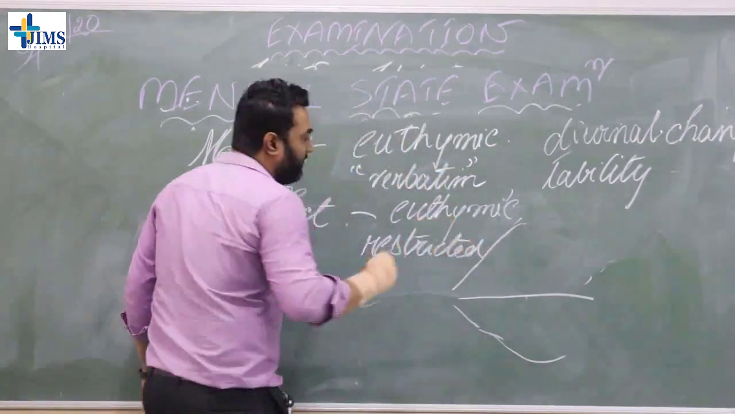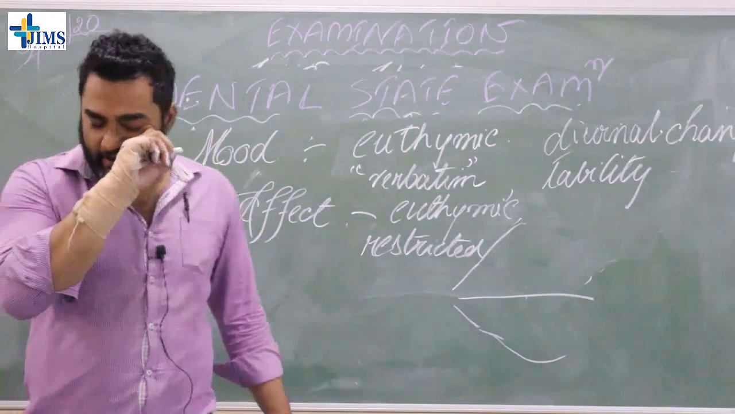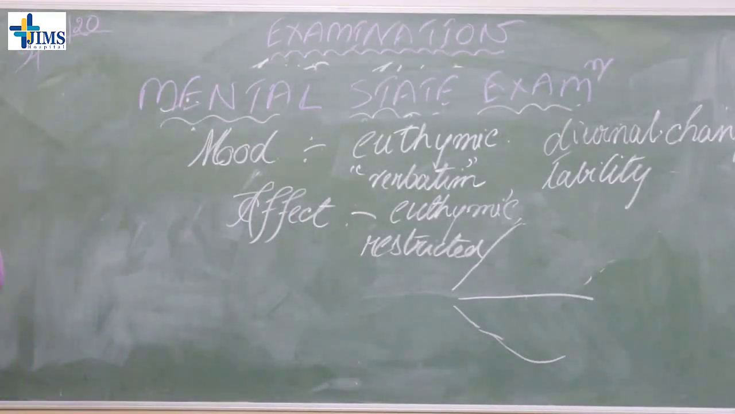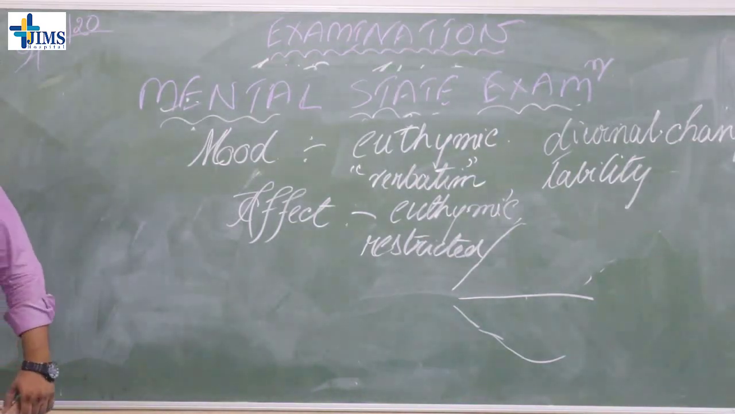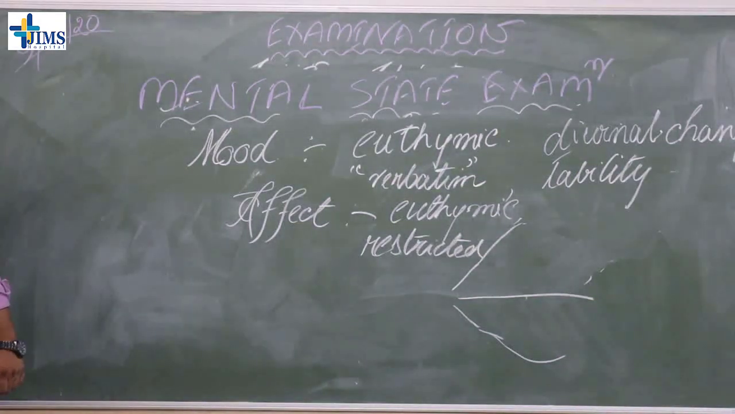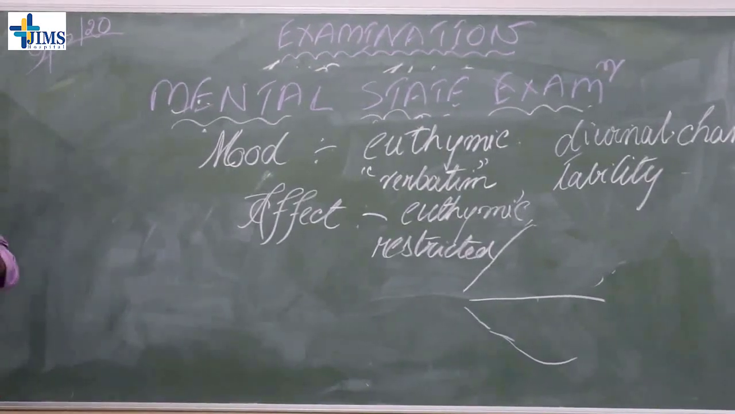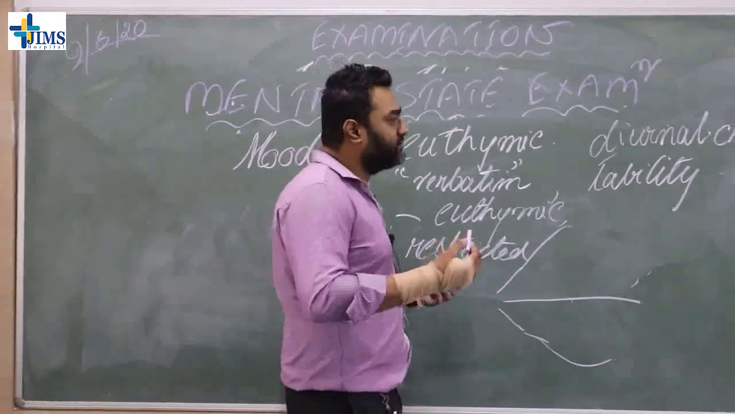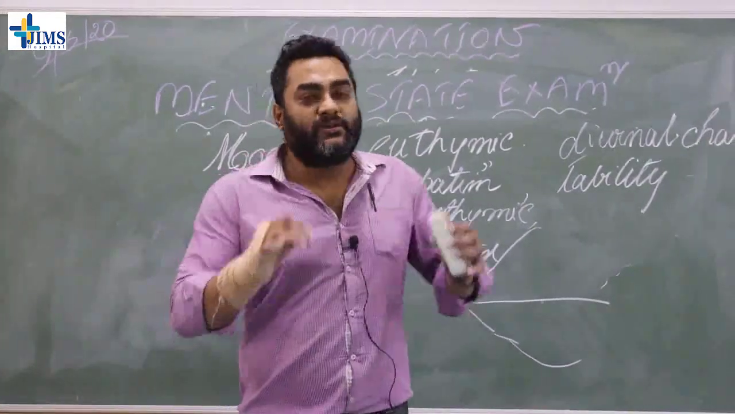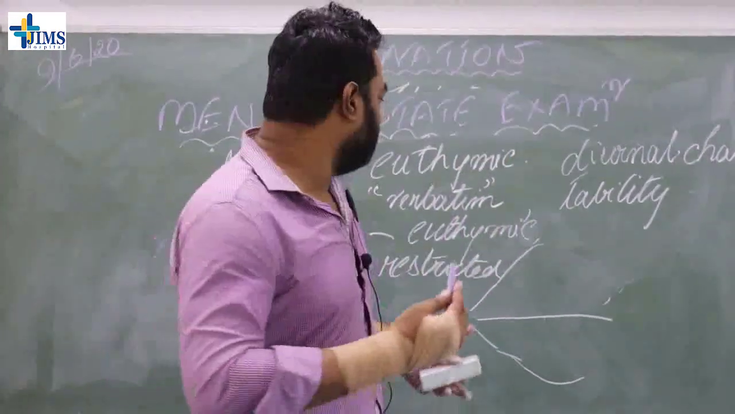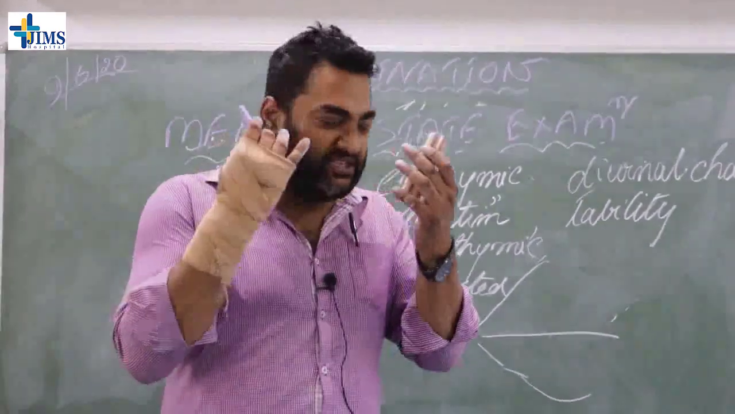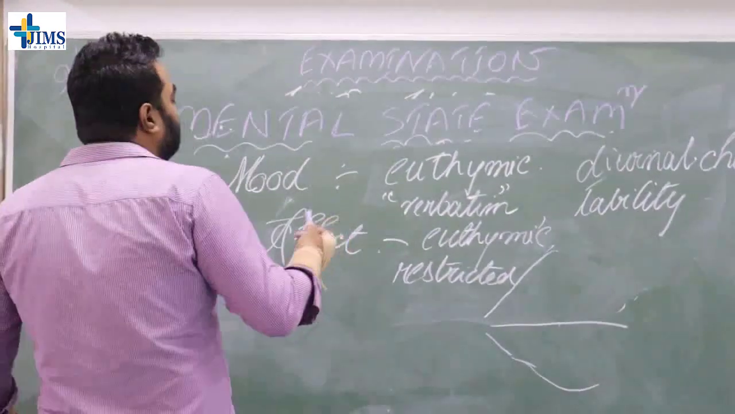What is restricted affect? I will give you an example. Suppose the patient is talking about a happy thought, his marriage to you, but his expression has no changes. There is no happy thought on the face, or it is a plain bland face, which we know as restricted. The affect is restricted. The emotions on the face are restricted. This is known as restricted.